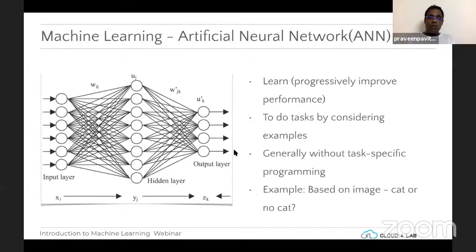It would be zero if it's not a cat, and one if it's a cat. So it would be a one if there's a cat, and a zero if it's not a cat. Okay, so that's how typically a neural network works. This is what an ANN is. This is what neural networks are.